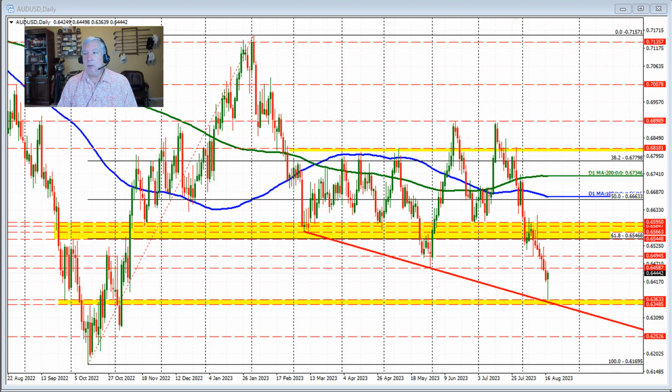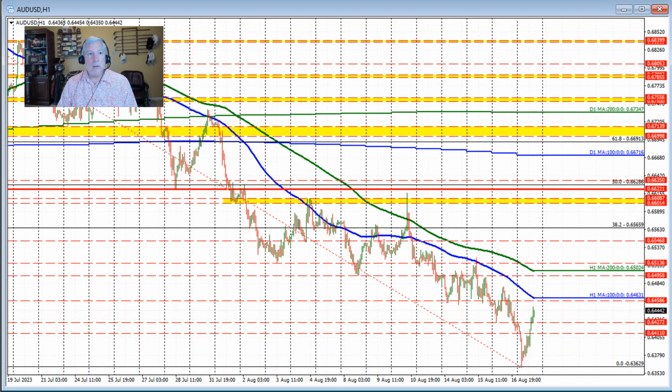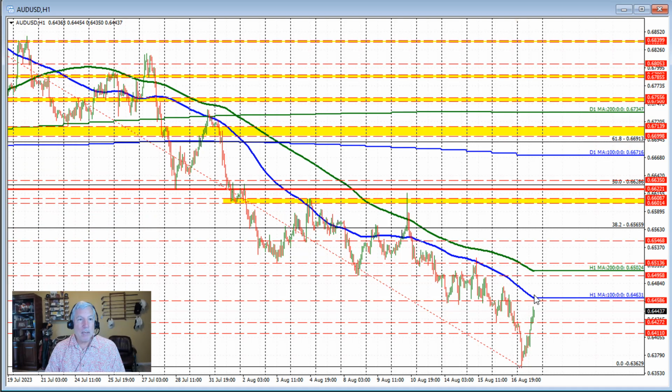Taking a look at the hourly chart, the corrective move to the upside is moving back toward its 100-hour moving average. That's this level right here. That level comes in at 0.6463. It is also near swing lows that come in around this area right through here, just a little bit below the 0.6458 level. And as you can see, we're moving up toward that level and also toward the 100-hour moving average.